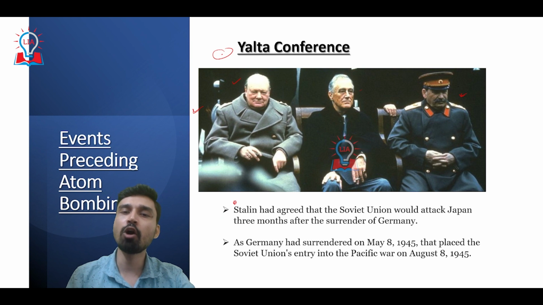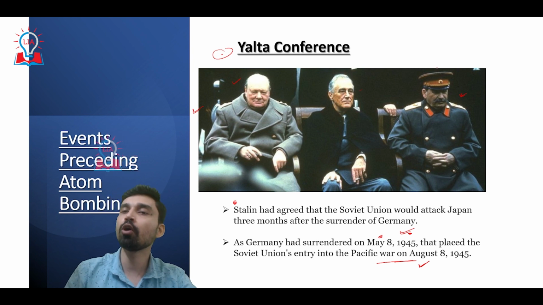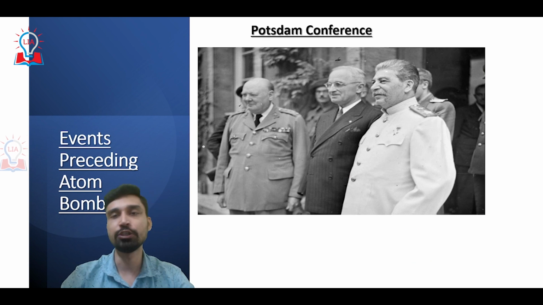So in this conference, Stalin had agreed that the Soviet Union would attack Japan 3 months after the surrender of Germany, and as Germany had already surrendered on 8th of May 1945, that placed the Soviet Union's entry into the Pacific War at August 8, 1945. So on 8 August 1945, if atomic bombs had not been used, then the Soviet Union would also have entered the war from the Allied side, and Japan would have faced an assault by both the US and the Soviet Union, one from the west, one from the east.